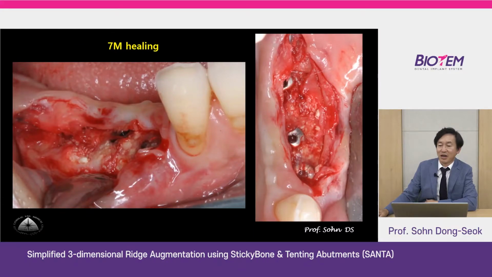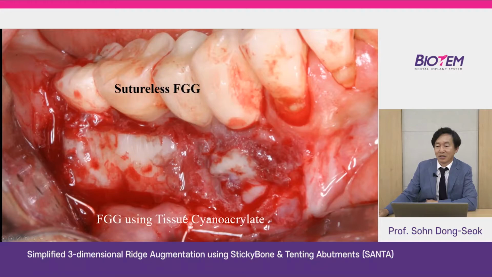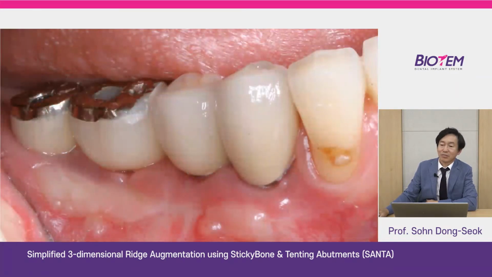After 7 months of healing, the wound was reopened. Temporary restoration was delivered. Please note, take a closer look at the lack of attached keratinized gingiva around the implant restoration. So after making an apically repositioned flap, a sutureless free gingival graft was done. This is the final result.